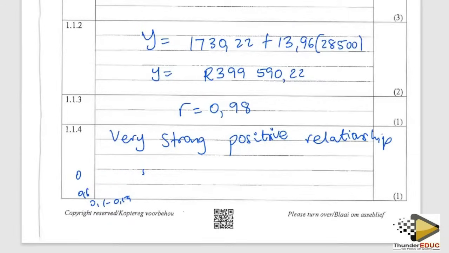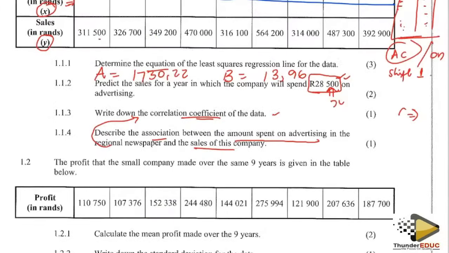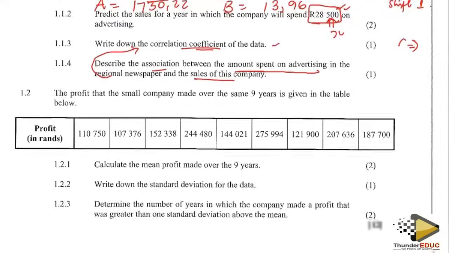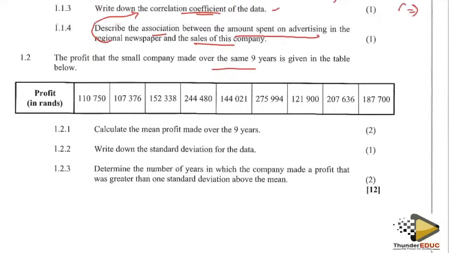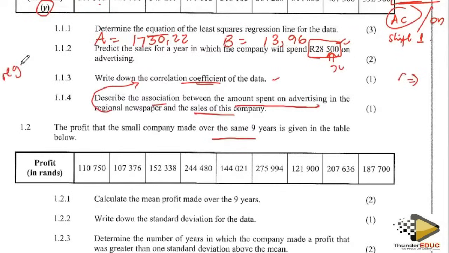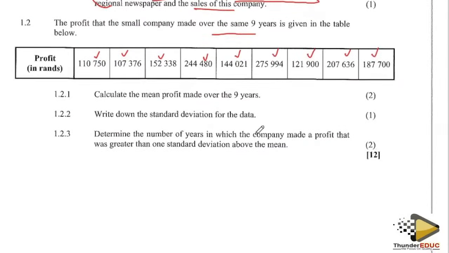Then the next question is asking us that if we have the profit that the small company made over the same 9 years as given in the table. The first part is representing the regression data, and the second part is representing more like a single variable kind of data, where we have just one piece of data, which is just the profit. Then they want us to calculate the mean.